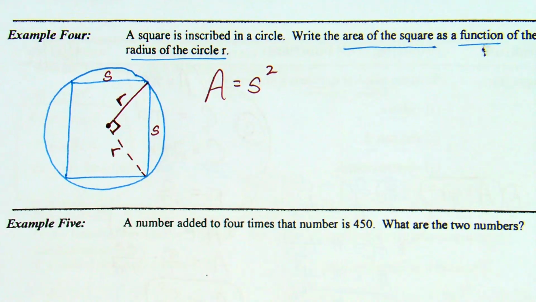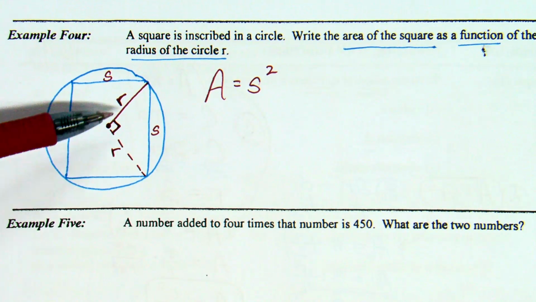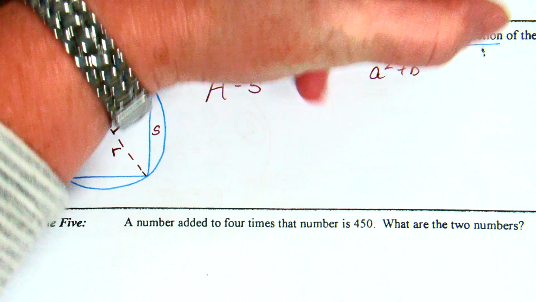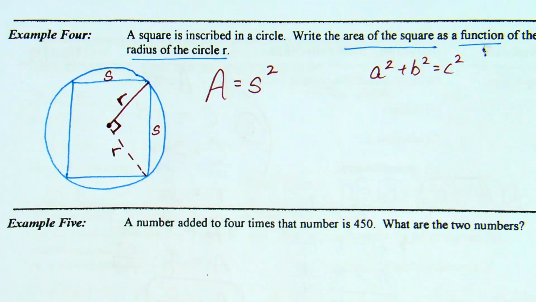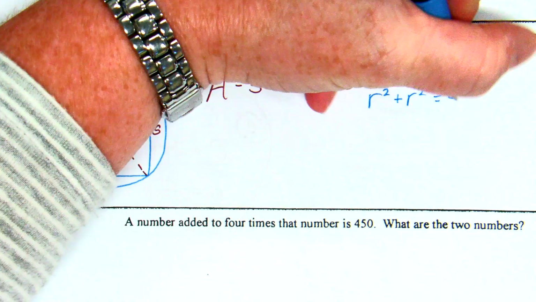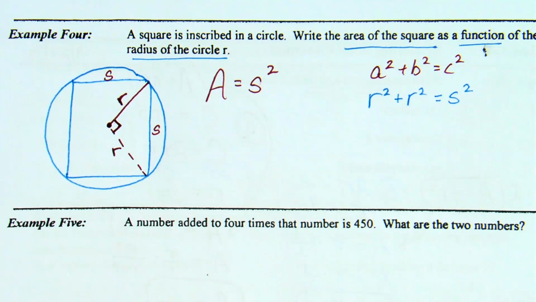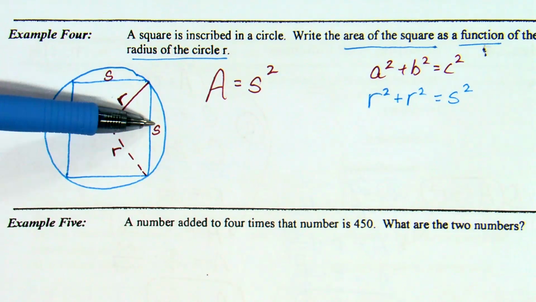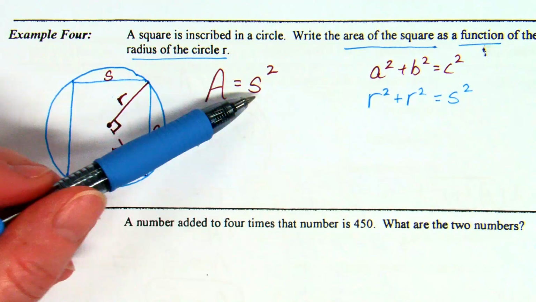What's the relationship between R and S if this is a right triangle? Two sides and a hypotenuse. What formula pulls that together? A squared plus B squared equals C squared is our Pythagorean theorem, right? So it can turn into R squared plus R squared equals S squared. Now, what do I need? I need something solved for S here, right?